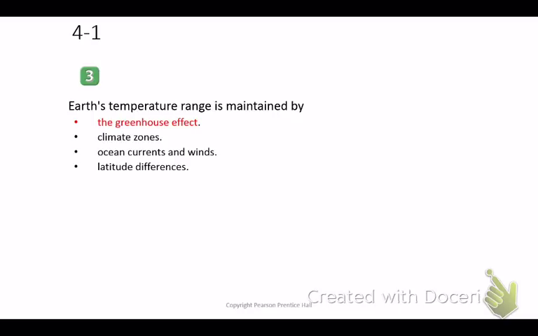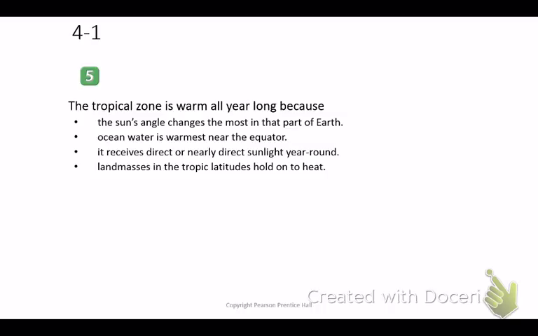Okay, next question. The tropical zone is warm all year round because, so read through these and pick your answer before I switch the slide. Oops, I'm sorry, it's supposed to be that one there. So because it receives direct or nearly direct sunlight year-round.